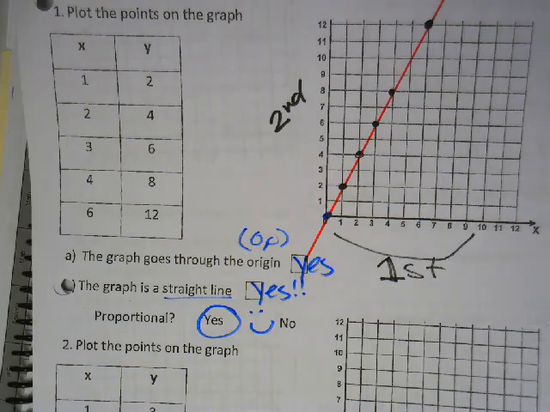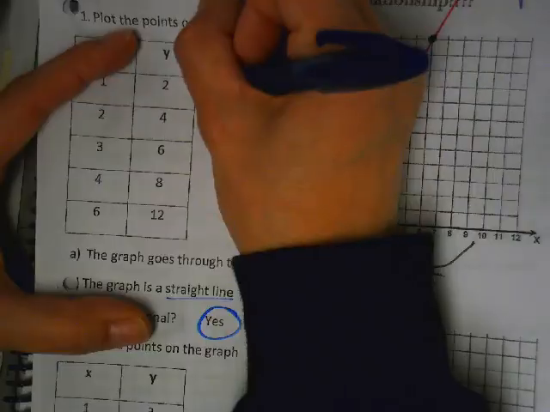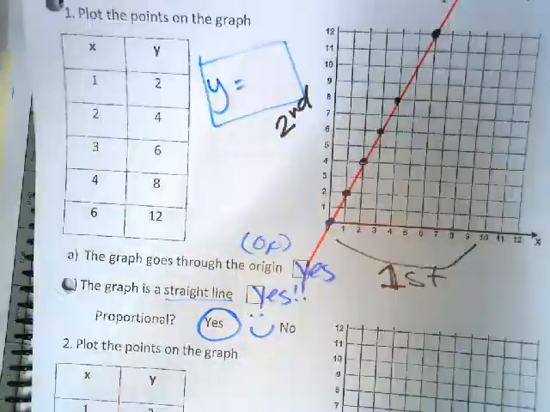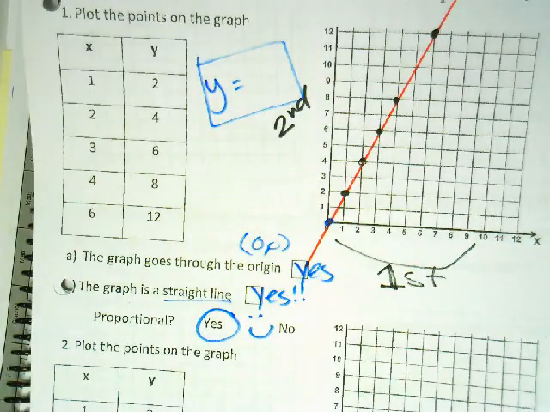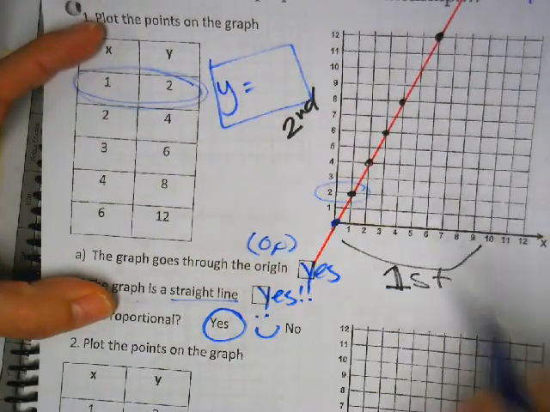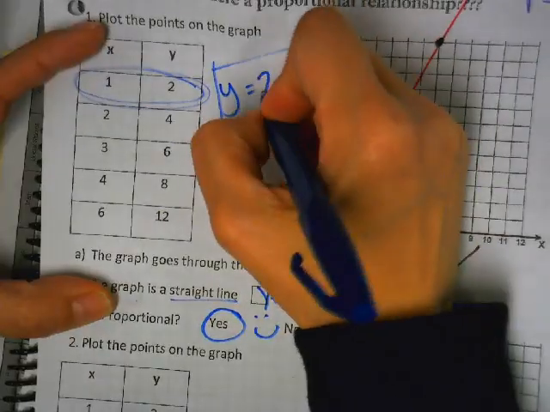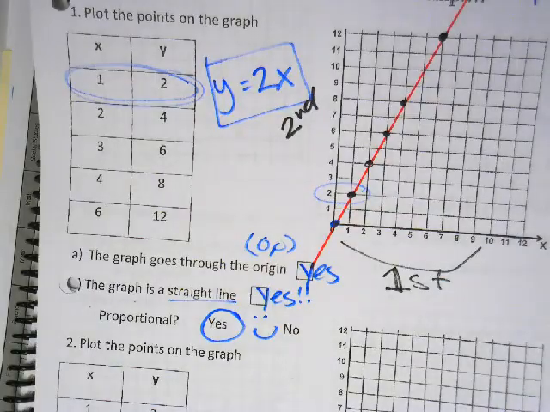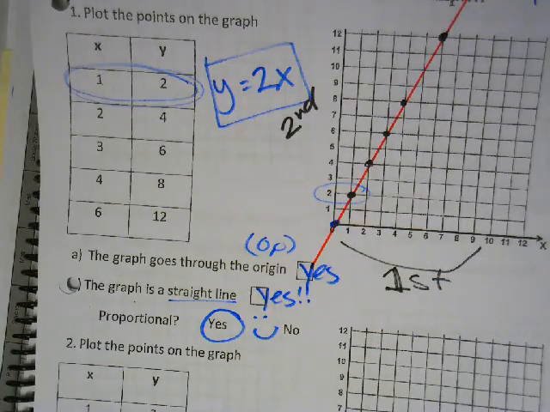What would be the equation of this table or this graph? Y equals 2x. Very good. Where do you see the 2? It's right here, and it's our first dot. So y equals 2x. So if you've answered yes to all of these, then we can write an equation, and we're happy.